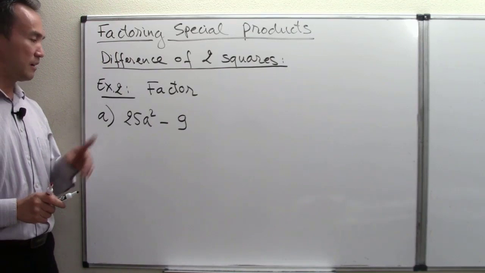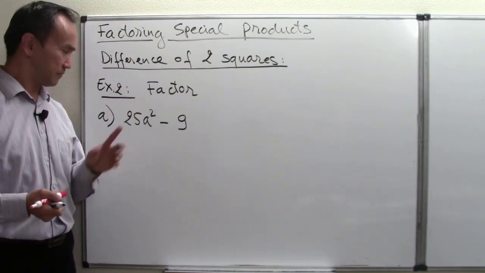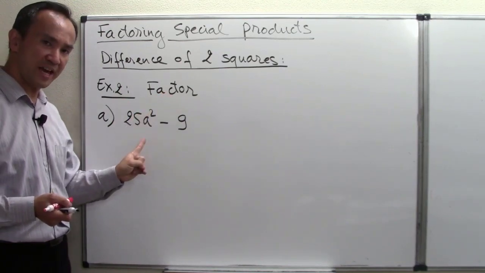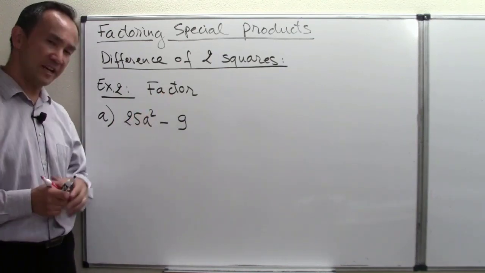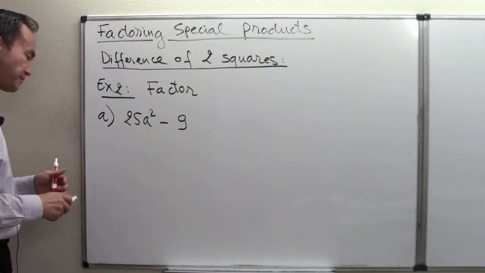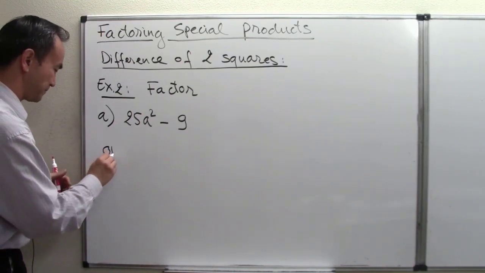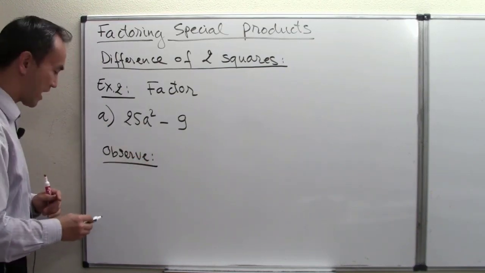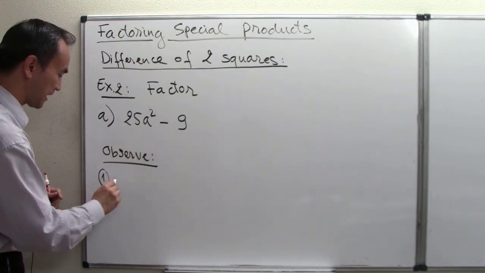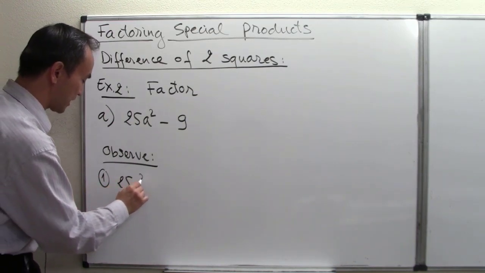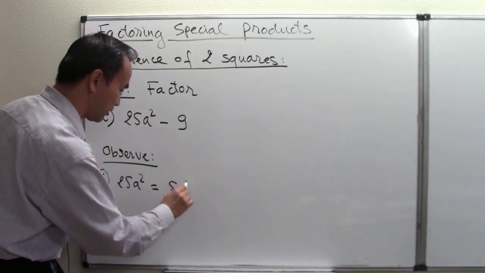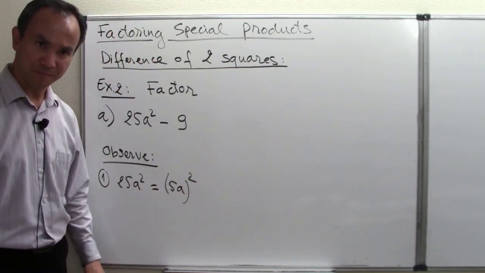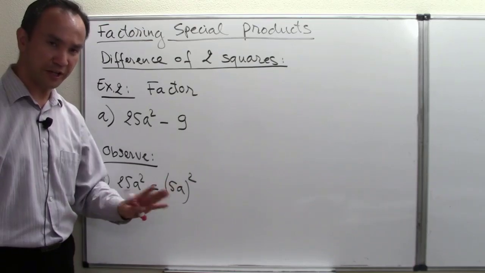All right, so now I would like to bring in example 2 right here. The first problem in example 2, let's try to factor 25a squared minus 9. So again, let's observe this quadratic expression we have. First thing I observed, 25a squared can be seen as 5a all squared. Anyone can verify that at this point in your learning, or you feel free to pause the video and verify that.